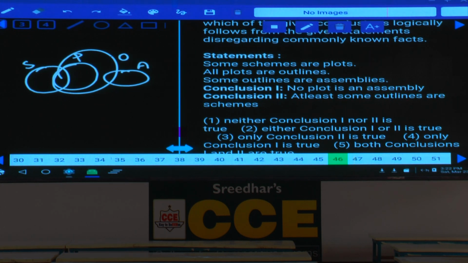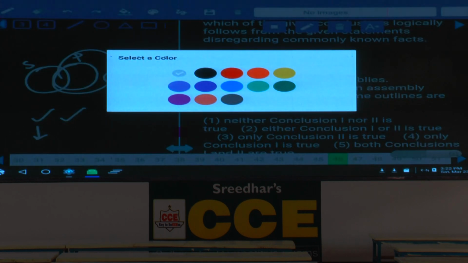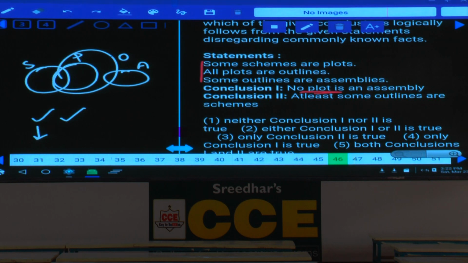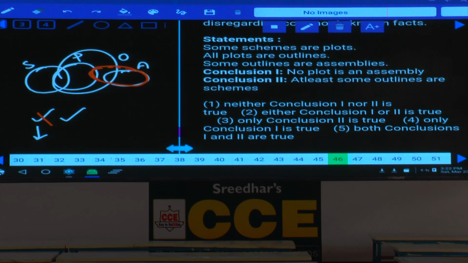Now again, all the statements are affirmative. The first one, no plot is an assembly. As of now, it is true, it is a negative conclusion. Second one, some outlines are schemes. Some outlines are schemes. As of now, it is definitely true. Now the first one is a negative conclusion. To make this one false, now we need to prove its complementary pair, that is some plots are assemblies. Now tell me whether we can prove some plots are assemblies like this or not. Plot and assembly, isn't it? Hence alternate diagram proven, previous negative conclusion will be false, and so only conclusion 2 is true, only 2, and it is given with choice 3 is the answer. Now question number 81, it is choice 3.